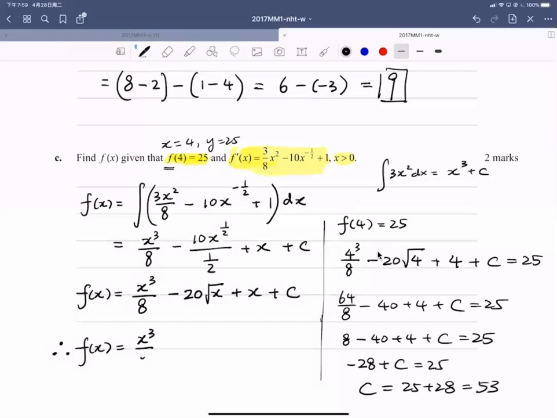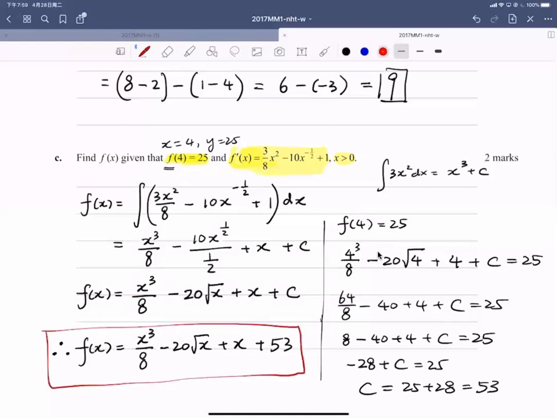X to the power of 3 on 8 minus 20 root x plus 53. Okay? That's it. That's your final answer. Okay, moving on.